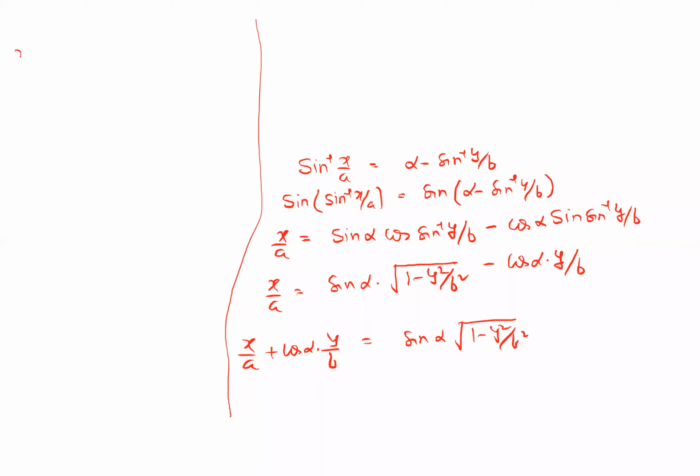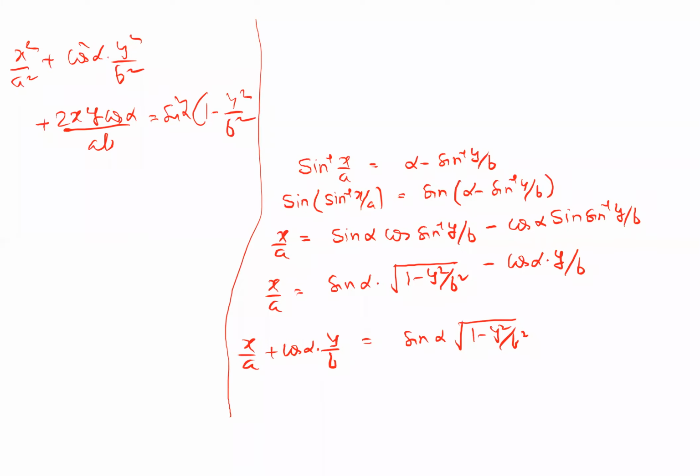We get x square by a square plus cos square alpha into y square by b square plus 2xy cos alpha by ab equal to sin square alpha into 1 minus y square by b square. So it will come this side.